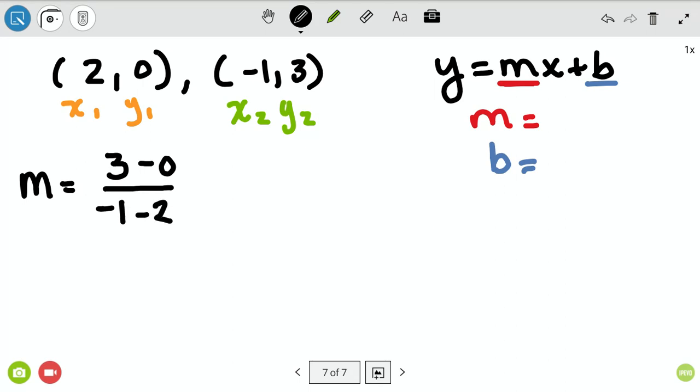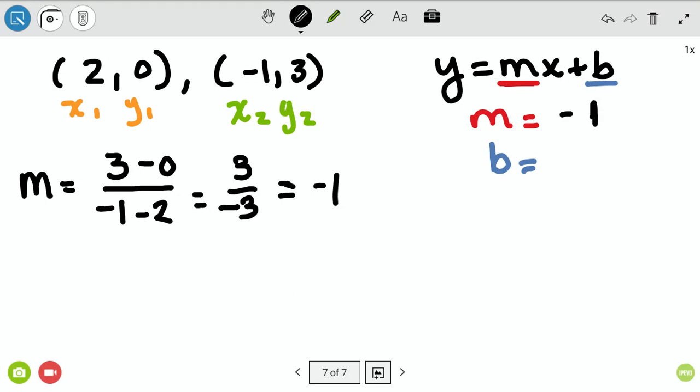I don't have anything to clean up because I don't have any minus a minus, so I can just evaluate this. Well, 3 minus 0 is just 3. And negative 1 minus 2, right? A negative minus a minus, you go deeper. So negative 1, think about it, if you're negative 1 in the hole and you go deeper, two more negative, you're negative 3 in the hole. And then you reduce this because 3 divided by negative 3 is negative 1. So my m is negative 1.